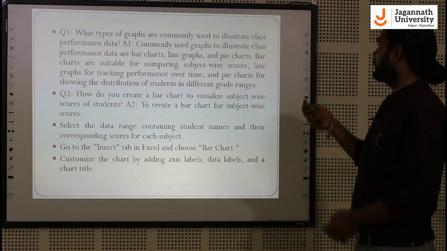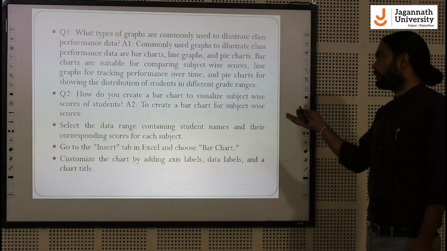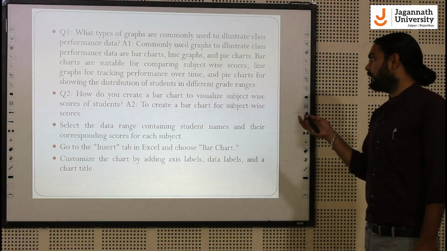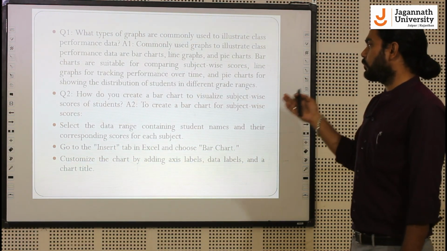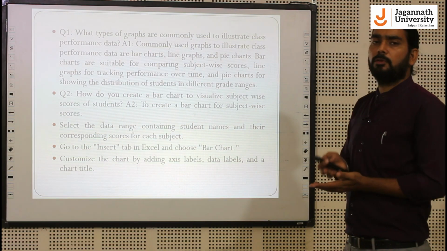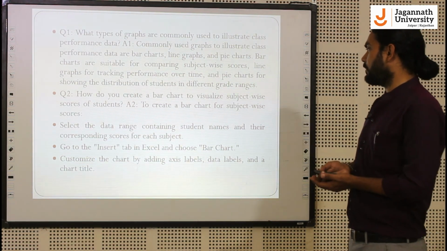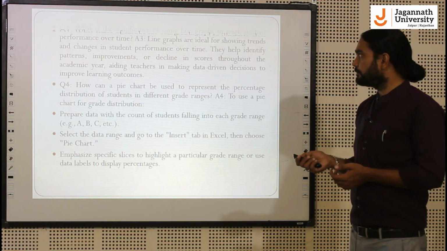To create a bar chart for the subject-wise scores, here are some steps: select the data range containing the students' names and their corresponding scores for each subject, go to the Insert tab in Excel and click on the bar chart option, then customize the chart according to the axis labels, data labels and chart title.